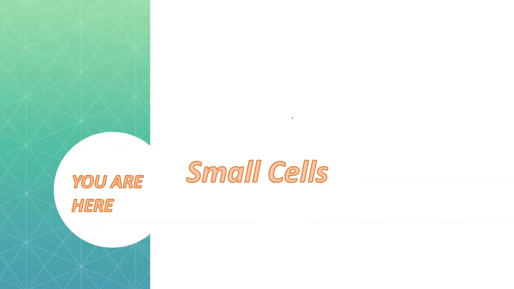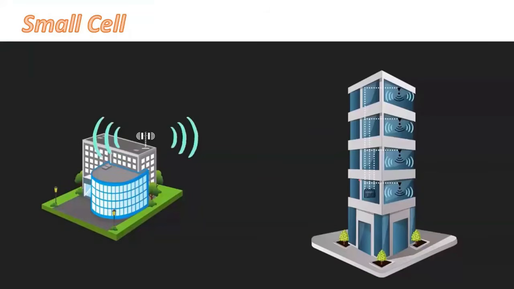Now let's talk about small cell. What is small cell? A small cell is a mini base station, specially designed to extend the data capacity, speed, and efficiency of a cellular network. These low power radio access nodes can be deployed indoors or outdoors, and they usually have a range from 10 meters to a few kilometers.